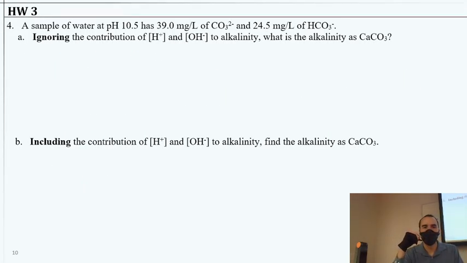Here we have a sample of water at pH 10.5. It's got 39 milligrams per liter of carbonate and 24.5 milligrams of bicarbonate. And so the question first is, ignoring the contribution of H plus and OH minus to alkalinity, what would be the alkalinity here as CaCO3?